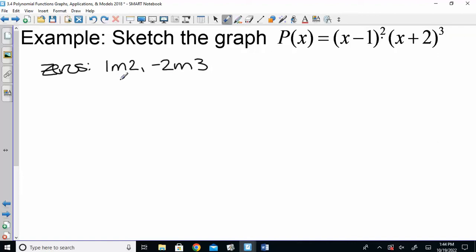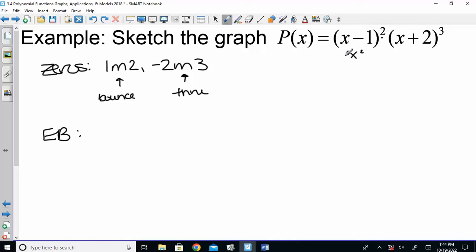Remember, your multiplicity comes from your exponent. All right, so at 1, the multiplicity was 2, and 2 is even. So what will happen on my graph? It will bounce. All right, at -2, the multiplicity is 3. 3 is odd, so this one will go through.